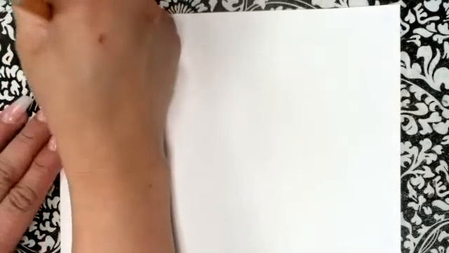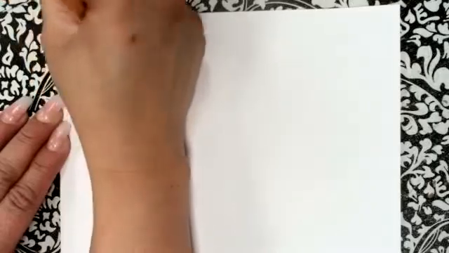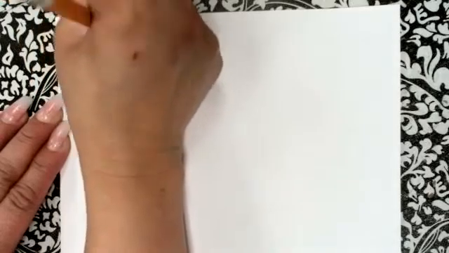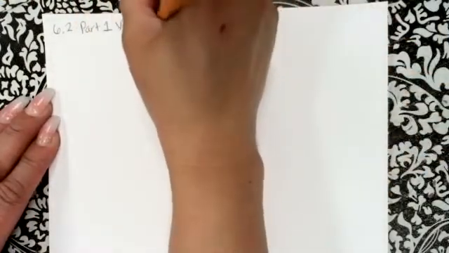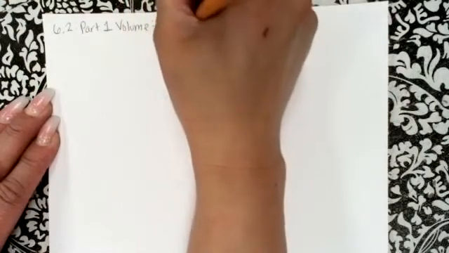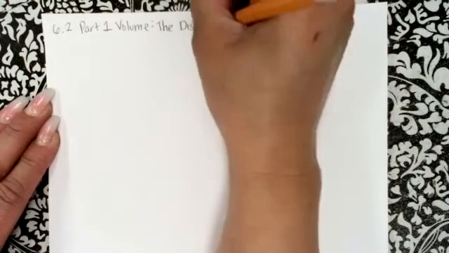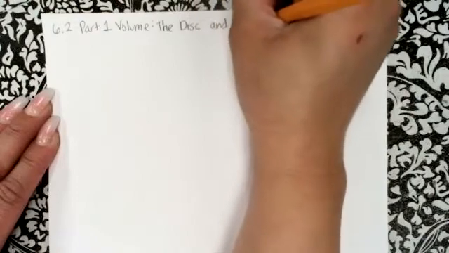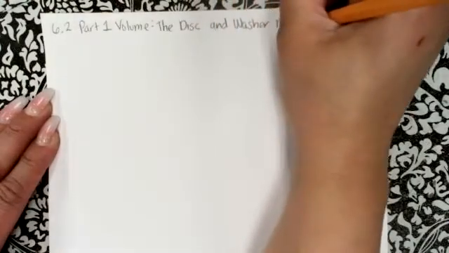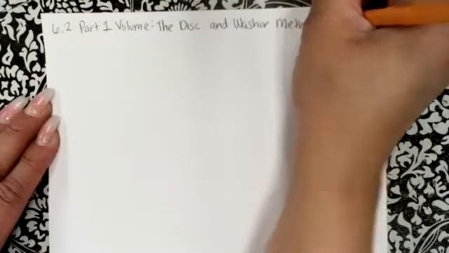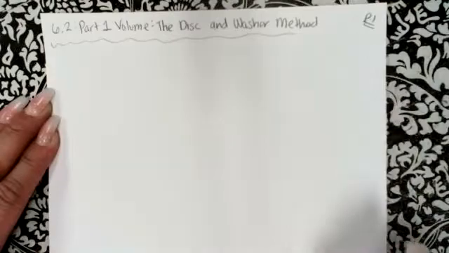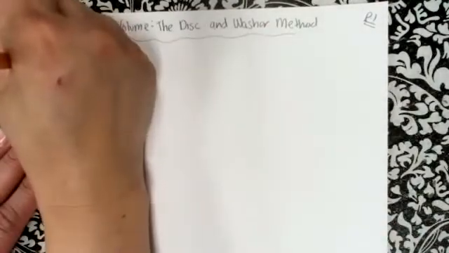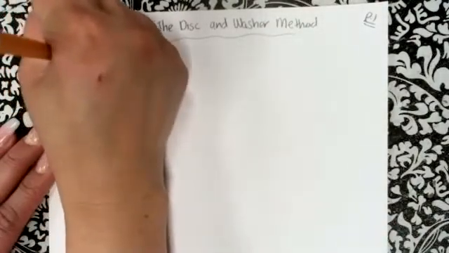Today's notes are on 6.2, part 1, volumes. And this is going to be the disc method and the washer method. I'm going to introduce some types of volumes.